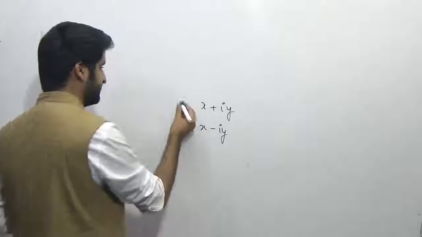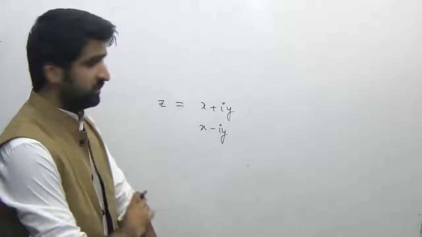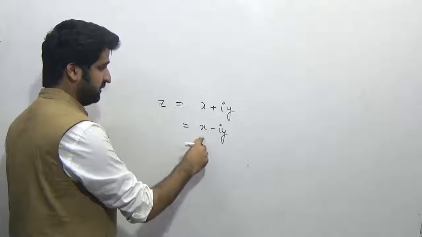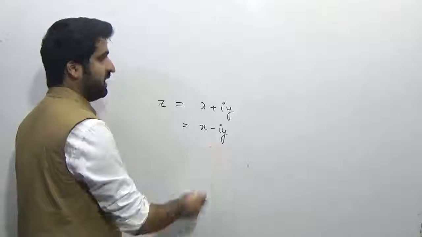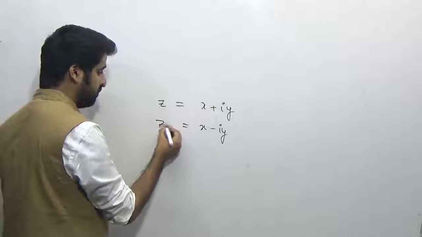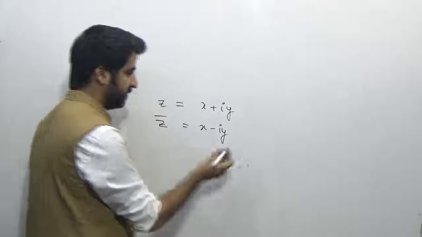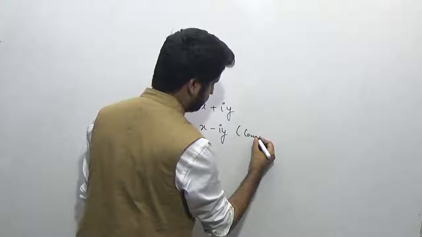So as we discussed, if the complex number z is given by x plus iota y, then the conjugate of z will be given by x minus iota y. And how do we denote this conjugate of z? We just put a bar over the z. So this z bar will denote the conjugate.